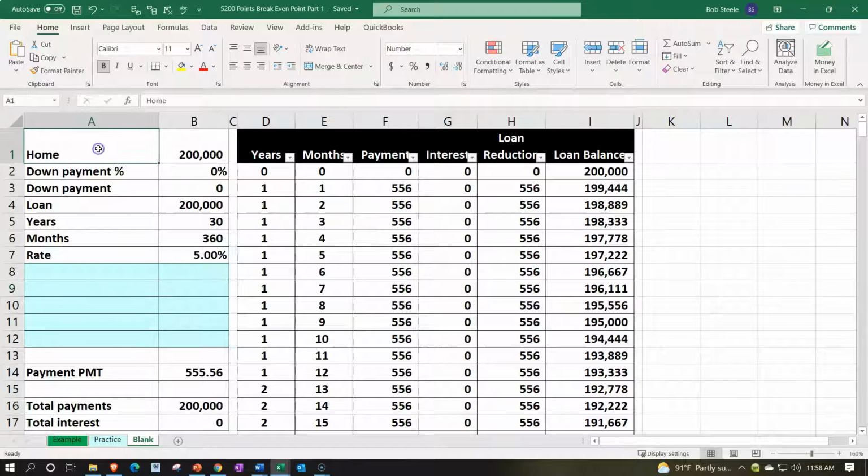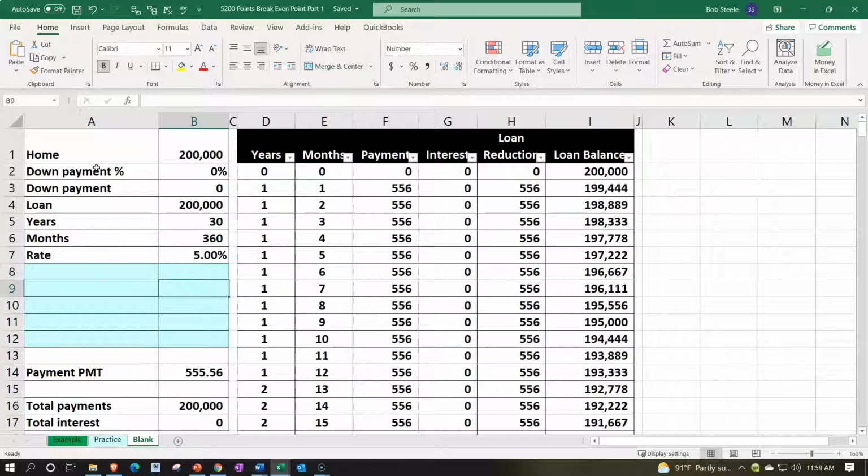So here we go. We've got our information up top. We've got the home, which we're going to have at $200,000. We're not going to put anything down at this point because I just want to keep the loan amount at the $200,000 to keep it simple. The years are going to be 30. Months are going to be 360, 30 times 12. The rate, we're going to have 5%. That's before the points are impacted.